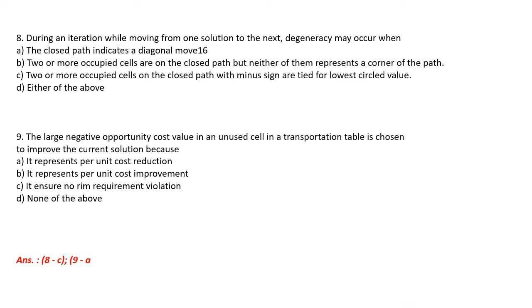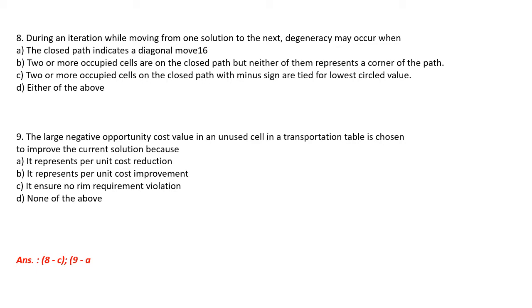Eighth, during an iteration while moving from one solution to the next, degeneracy may occur when option A, the closed path indicates a diagonal move. Option B, two or more occupied cells are on the closed path but neither of them represents a corner of the path. Option C, two or more occupied cells on the closed path with minus sign are tied for lowest circled value. D, neither of the above. The correct answer is option C, two or more occupied cells on the closed path with minus sign are tied for lowest circled value.